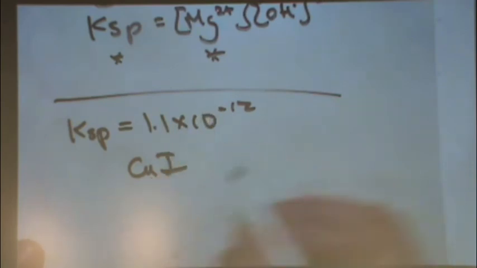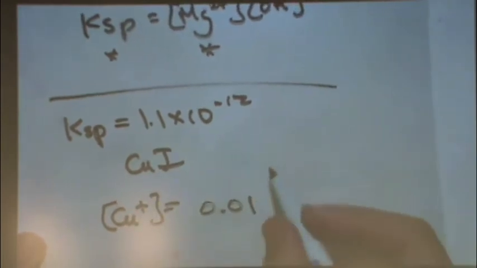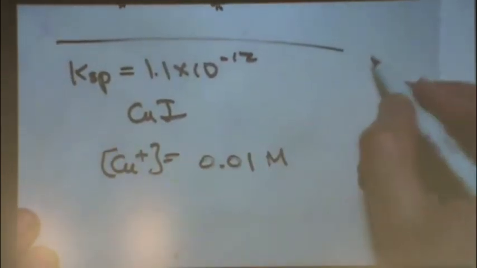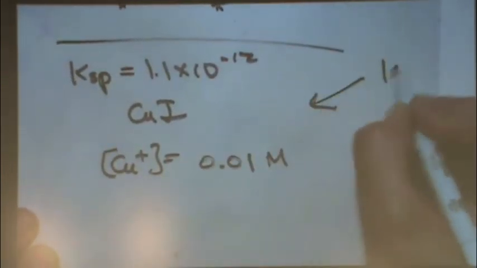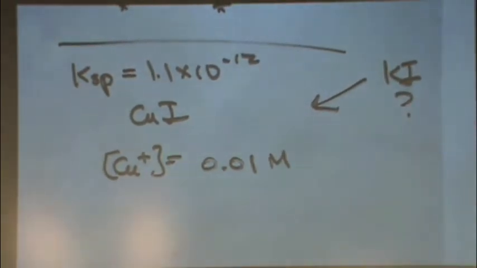We have the concentration of copper, 0.01 molar. We're adding KI to this solution, and I want to know how much KI I add to this solution to cause it to precipitate.